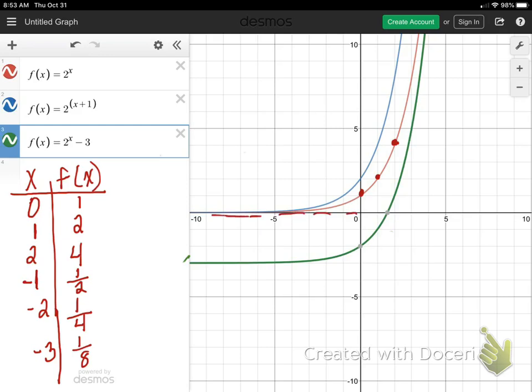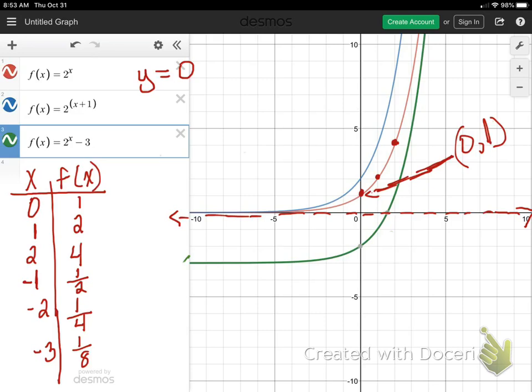So for my red graph, I have a horizontal asymptote right here. Okay? It's y equals 0. That is my horizontal asymptote. Now, I have this point of 0, 1. This point right here, 0, 1. That is on every parent function, because anything raised to the 0 power is 1.